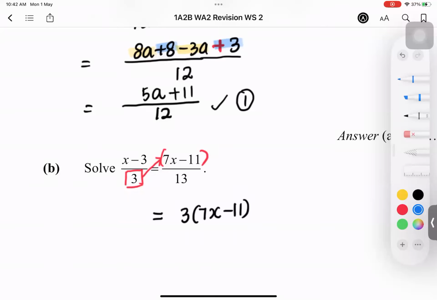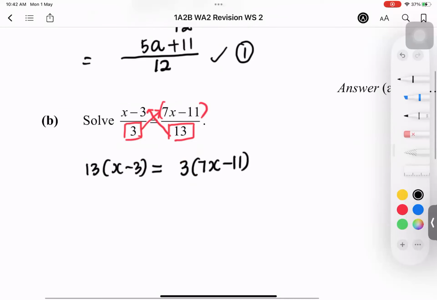Okay, next person, Yanxi. Can you tell me what is on my left hand side? What times what? 13 times x minus 3. That sounds like Jared. Okay, never mind. Thank you very much, Jared. Then we're going to expand this: 13 times x, 13 times negative 3.